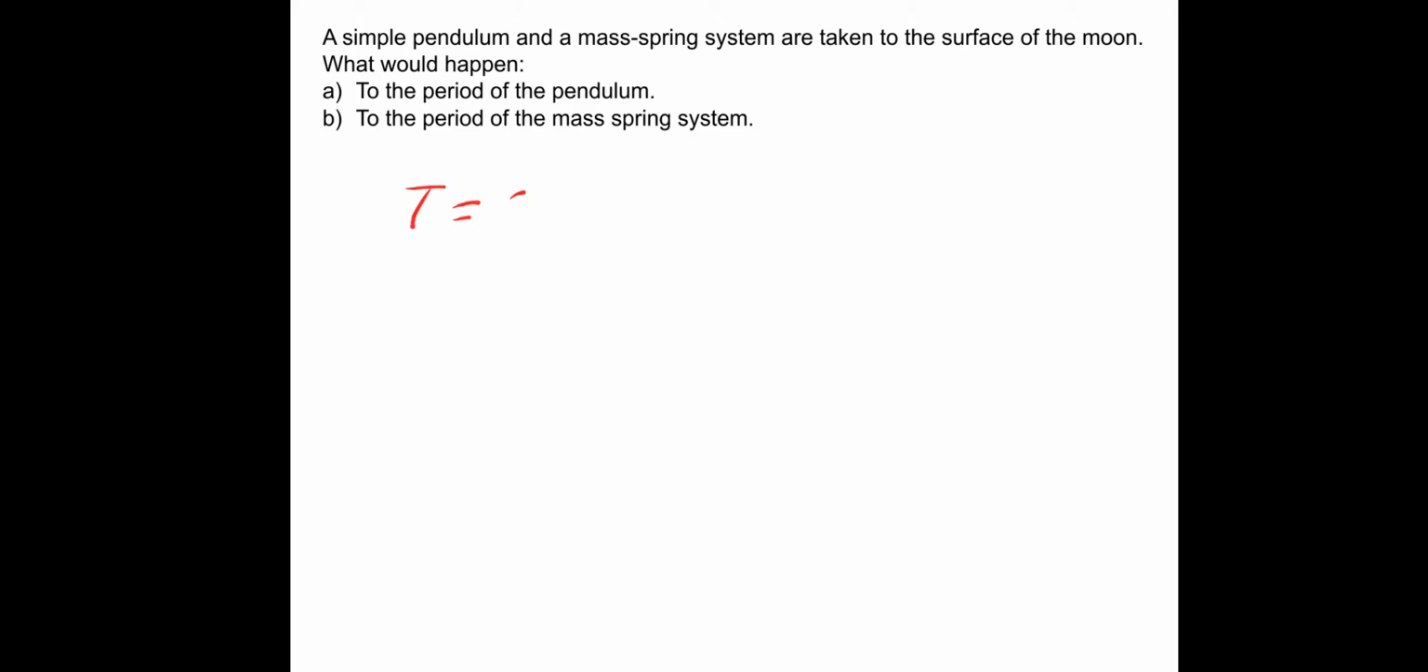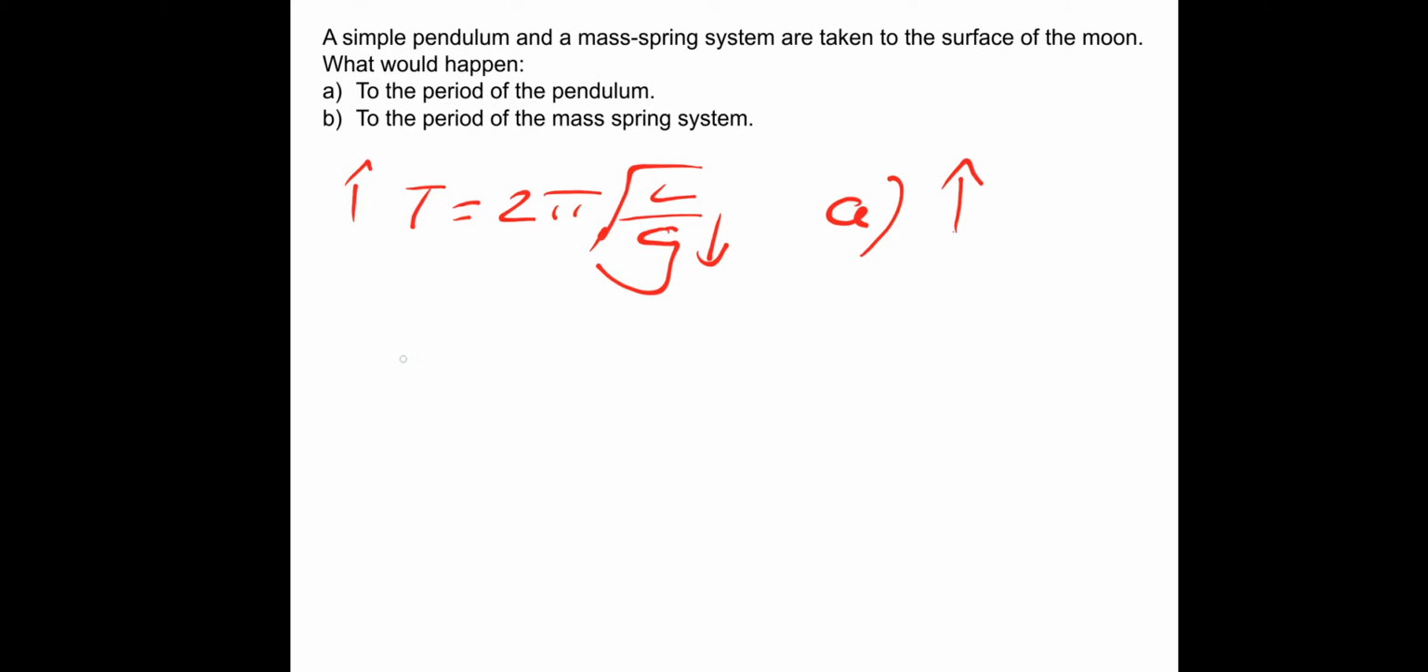So the pendulum's T equals 2 pi root L over g. So the period of the pendulum: the moon has got less gravitational field strength, so the period of the pendulum would increase. So it would increase or go up.